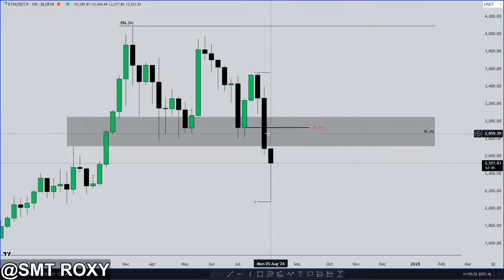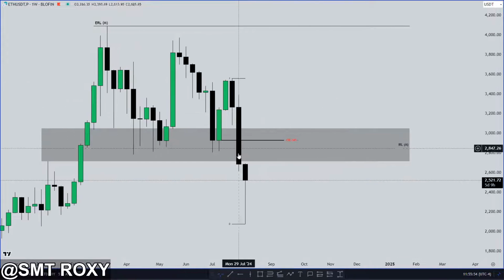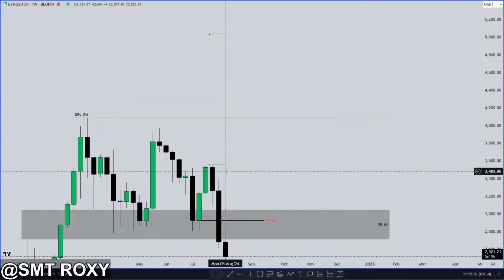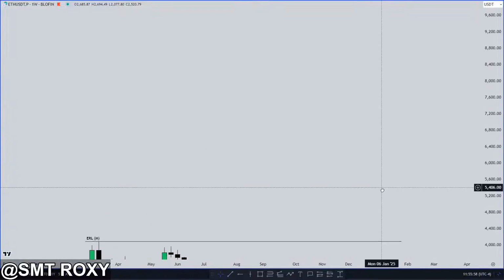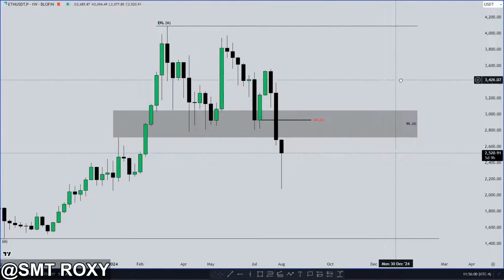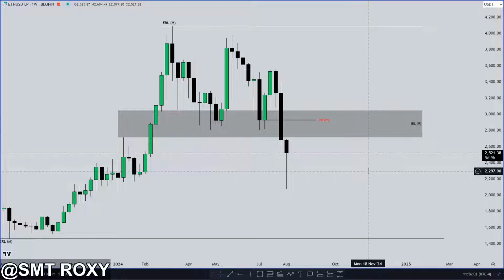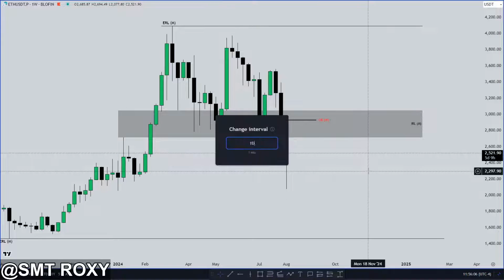But yeah, on the weekly, I want to see this weekly SIBI form. If we want to form a bullish breaker, make that SIBI inverse, target higher prices, reaching that 5K mark, the 7K for sure. So again, just waiting for that to happen, being patient, holding the trade for a couple of weeks, if not months, to see that transpire.